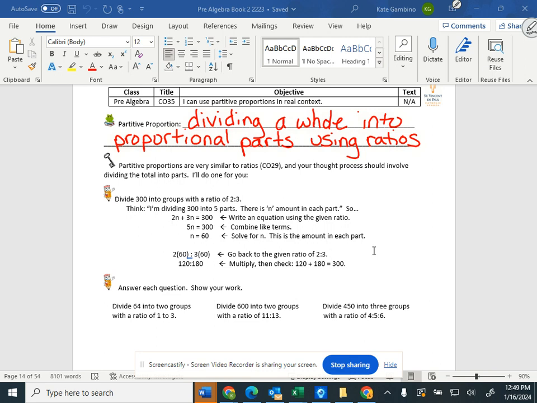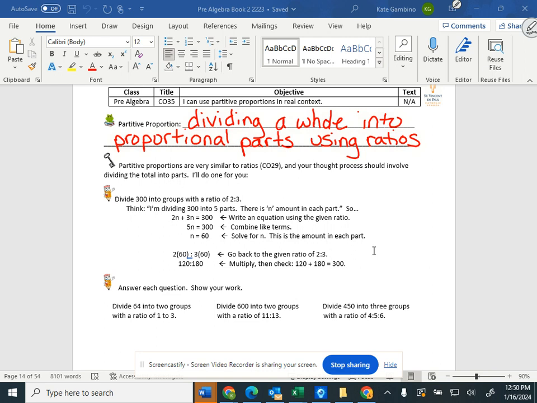Partitive proportions are very similar to ratios as seen in CO29, so you can always look back at that. Your thought process should involve dividing the total into parts. One is done for you. We divide 300 into groups with a ratio of 2 to 3.